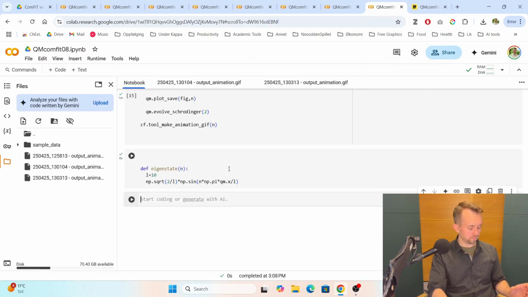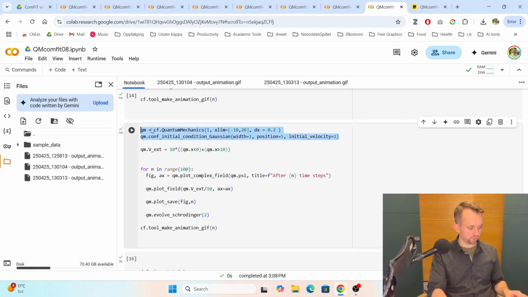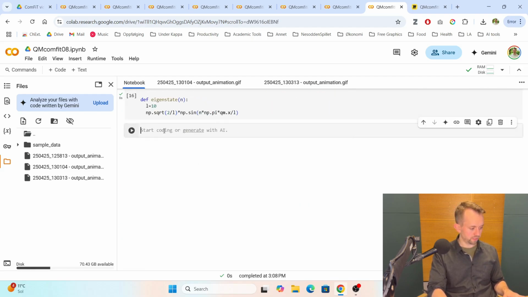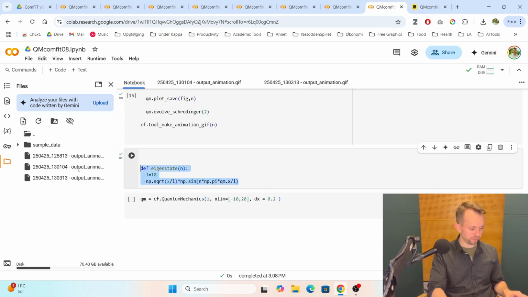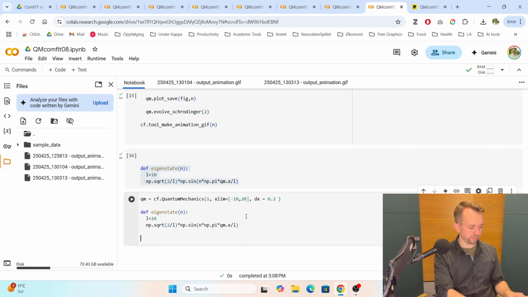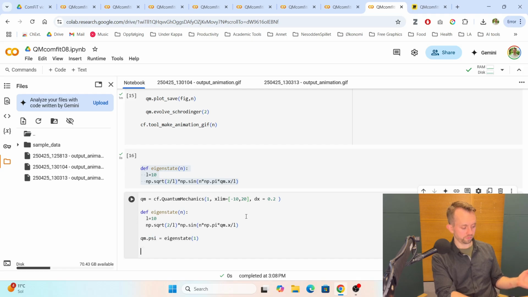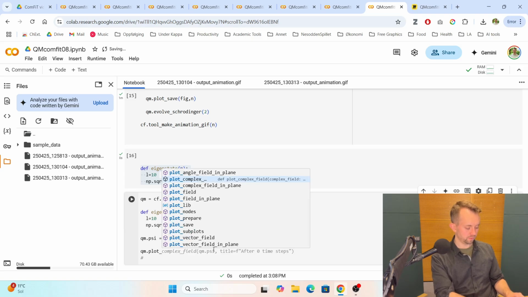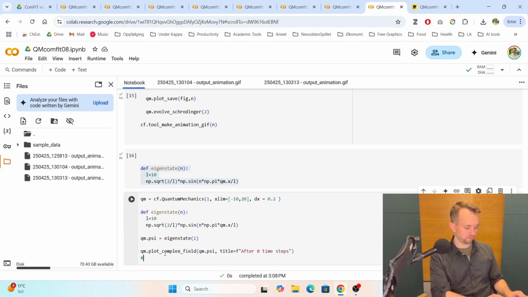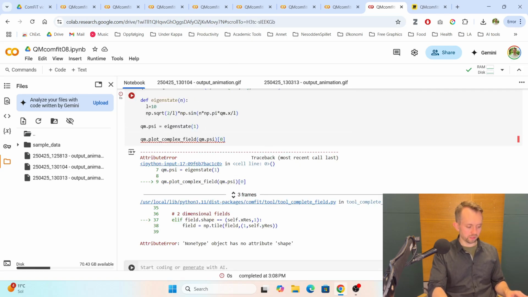So there's that. So now with this, we can take our quantum mechanical system, we can take our function which creates eigenstates, and then we can set qm.psi equal to the eigenstate of 1, for instance. And then we can plot this wave function, qm.plot_complex_field qm.psi, 0, and we don't need a title for the time being. So let's just have a look.